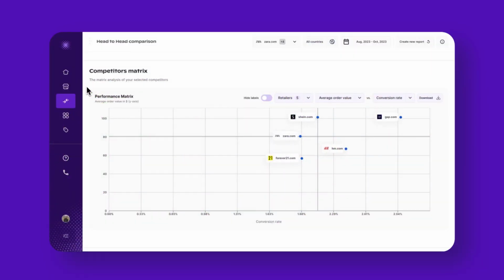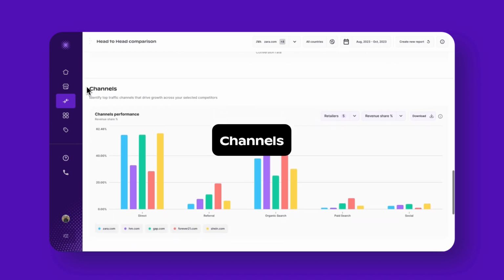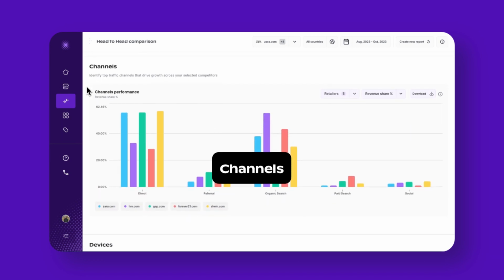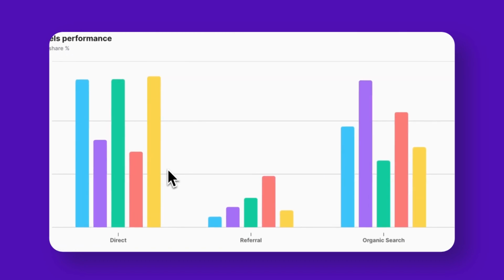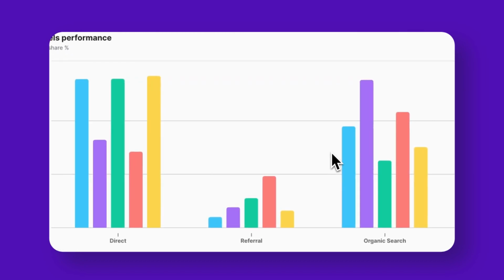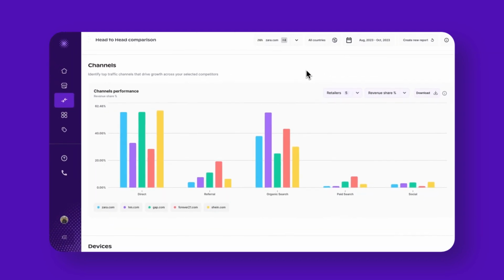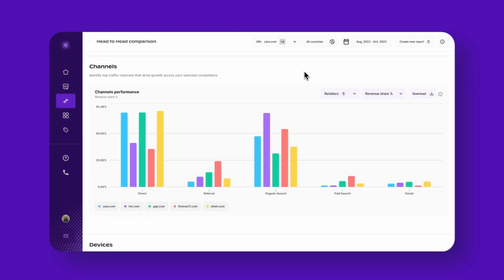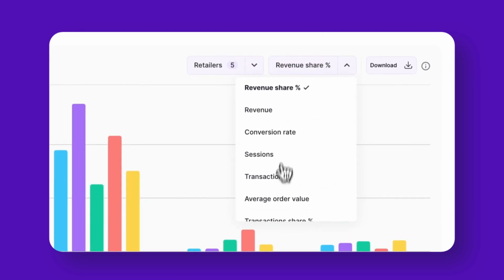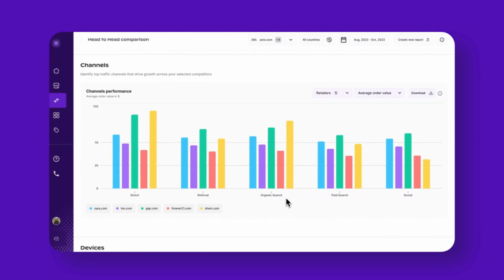The channel section gives you the ability to identify the effectiveness of marketing channels to drive sales. Now, once you know how your competitive set is driving sales, you can then uncover the growth opportunities for yourself. In this case, we can clearly see that both the direct and organic traffic are the ones driving the most revenue for the top players, being Shein and Gap, which does make sense given their high AOVs and strong conversion rate, although referral could present an opportunity to explore further.